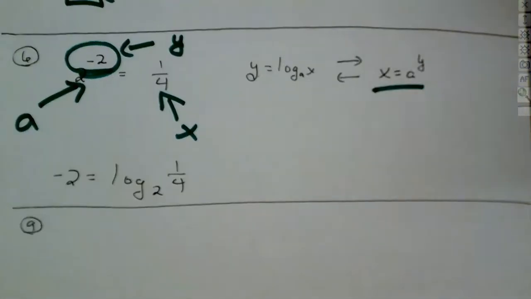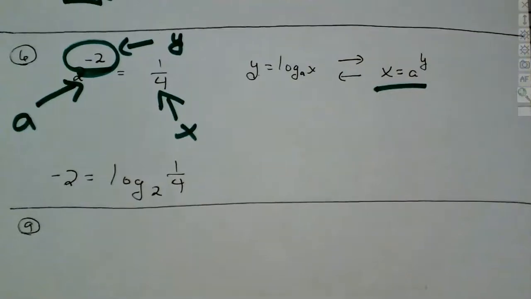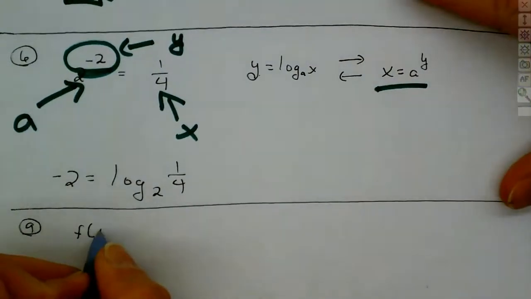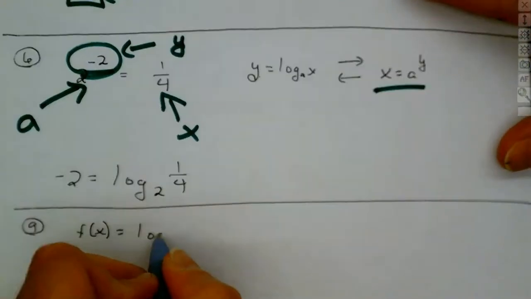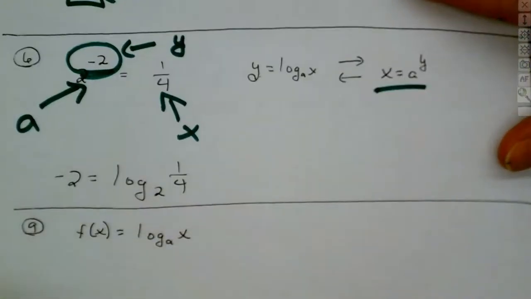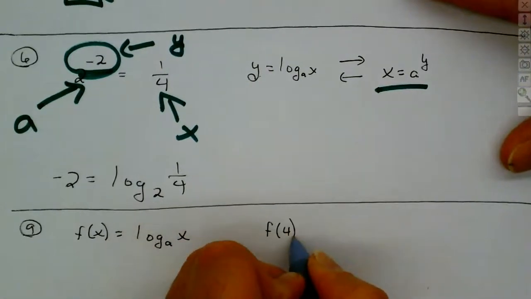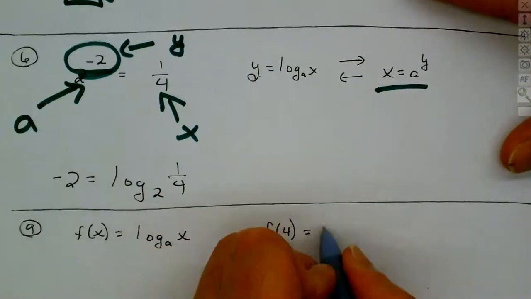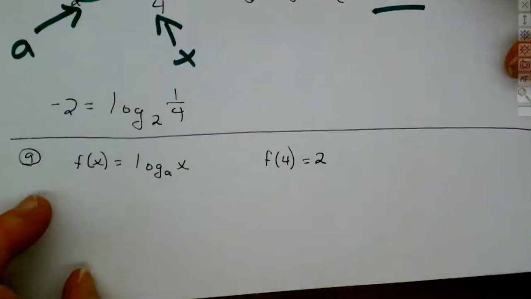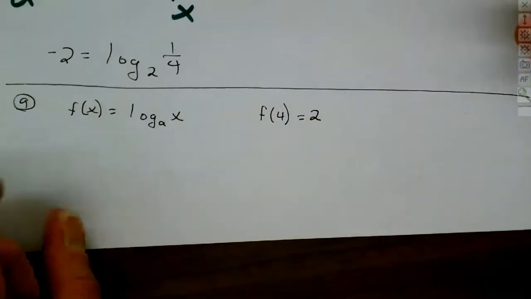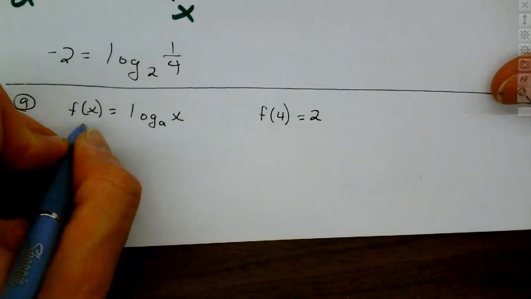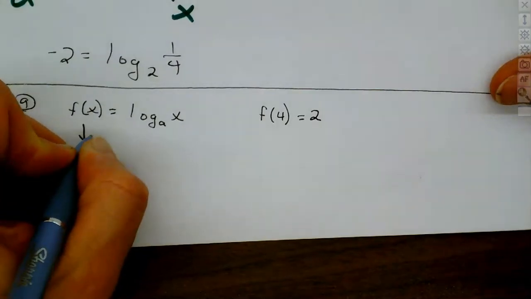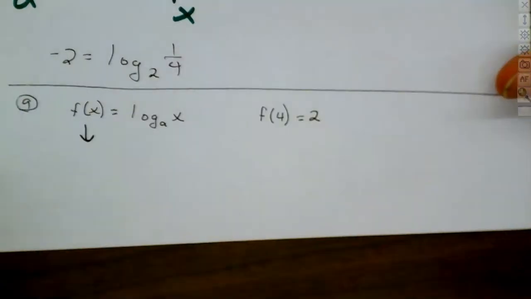Okay, so question 9, what we have to do on these is we have to work with a functional value. So we've got f of x equals log base a of x, and we know that f of 4 comes out to be 2. So when I plug my values in, we need to find our a. We have to find the a so then we can rewrite it.